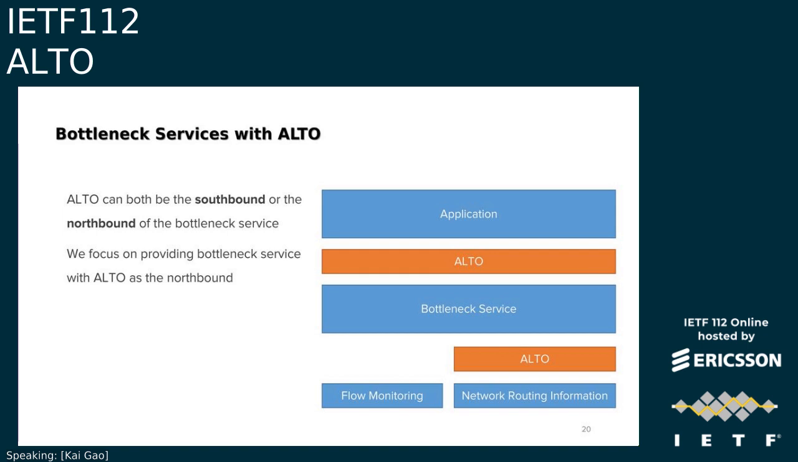And in the next few slides, we just give some initial idea of how this service can be provided, both with ALTO as the southbound and also with the northbound. And basically in this slide, we focus more on providing the bottleneck service as an ALTO, basically using ALTO as a northbound. So next slide, please.